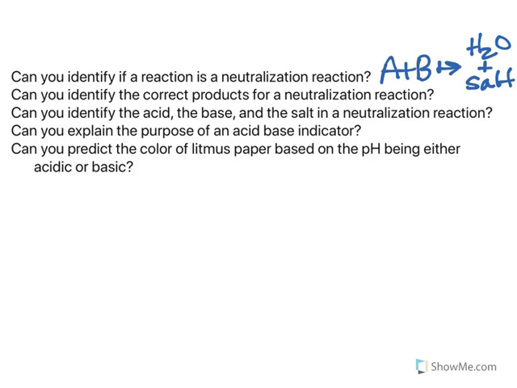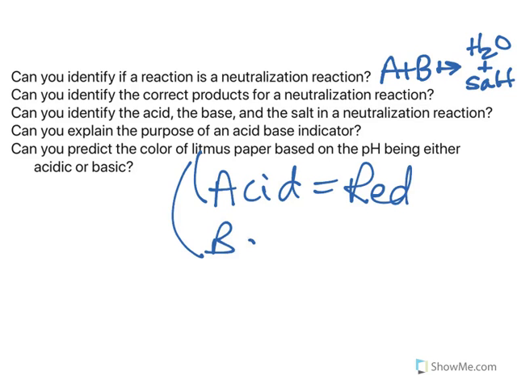If you have a pool, you probably do this in your pool. And then predict the color of litmus paper. And so again, litmus paper, acid, is going to be red. And if it's a base, it is going to be blue. Okay, let's do some practice.